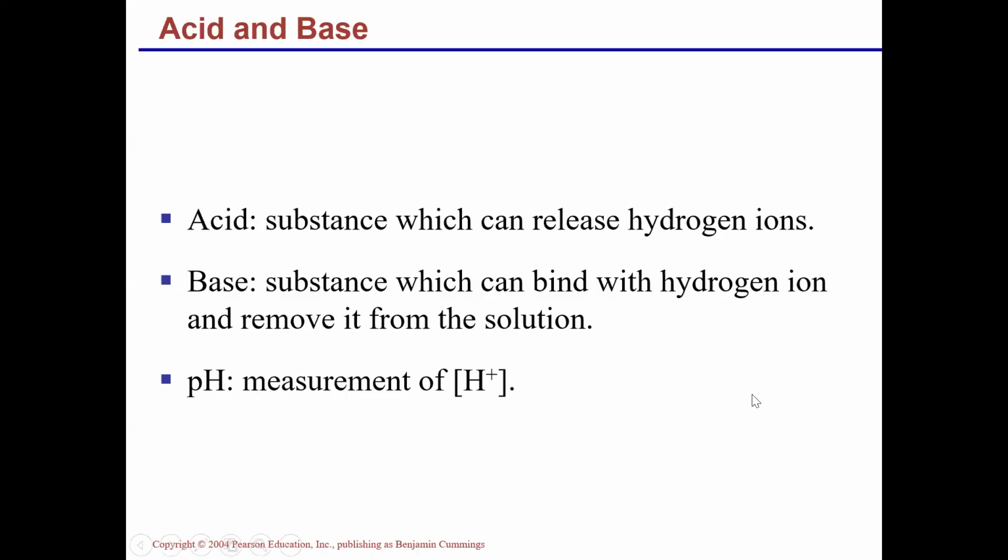Before we talk about the pH regulation, we need to review some basics. Acid is something which can release hydrogen ions. So free hydrogen ion concentration determines the pH. This is why pH is the measurement of free hydrogen concentration. The more free hydrogen, the lower the pH, and that's the more acidic solution.